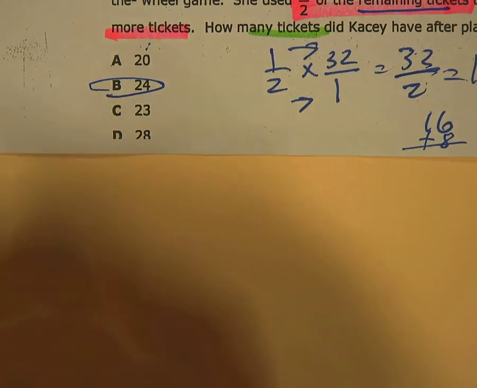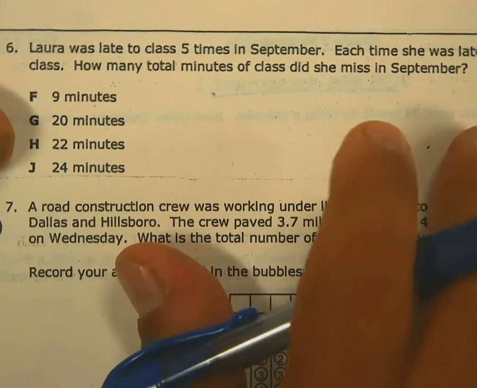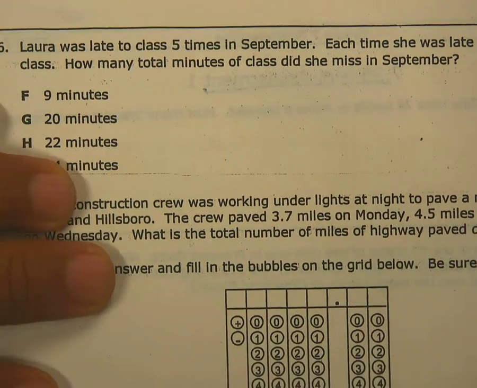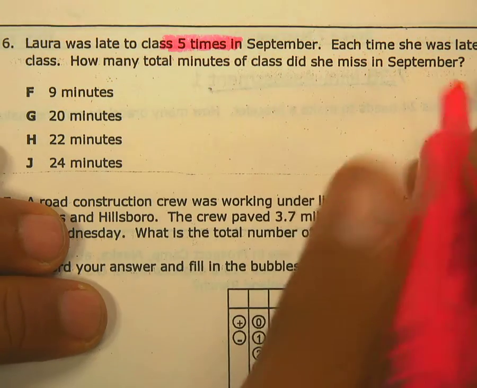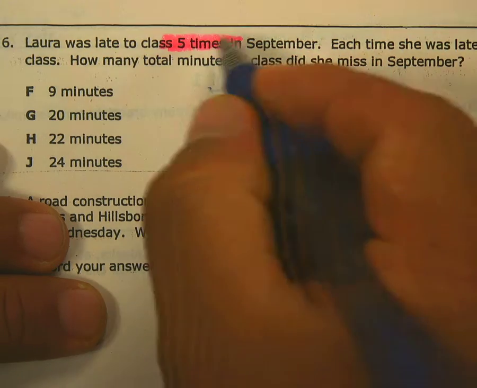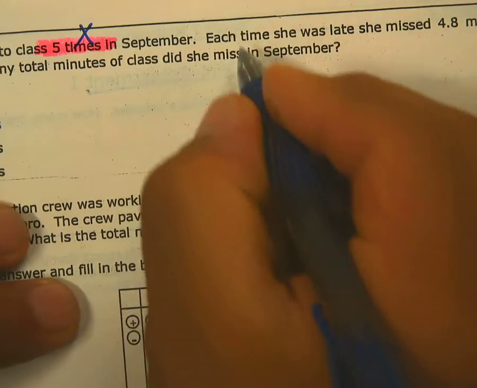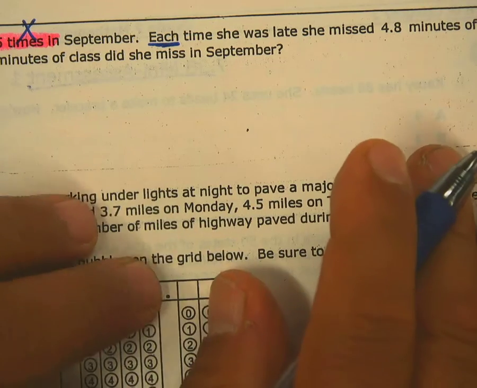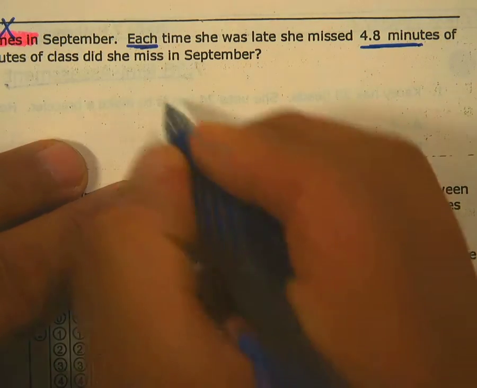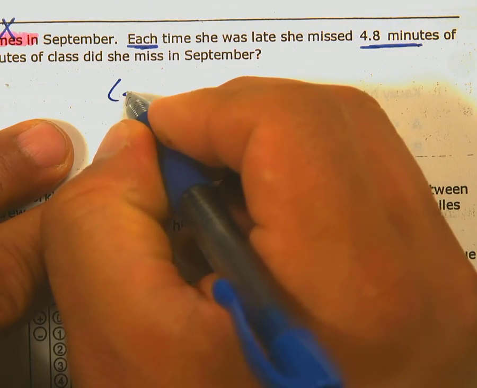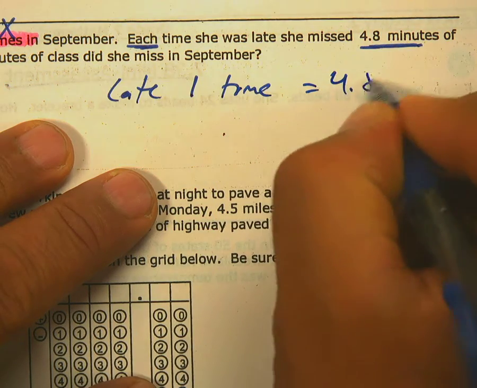Okay? That's number 5. Number 6 is a very straight to the point problem. We have here Laura was late to class 5 times in September. In math, this word times means multiply, 5 times. And it says there each time, which means cada vez, okay? Each time she missed 4.8 minutes. So she was late 1 time equals 4.8 minutes.